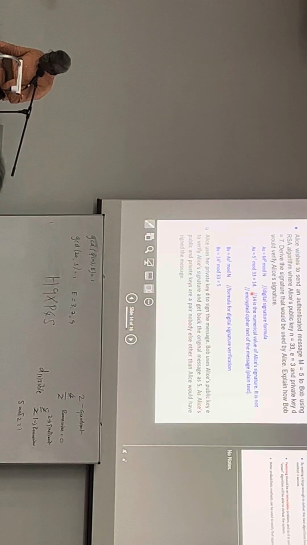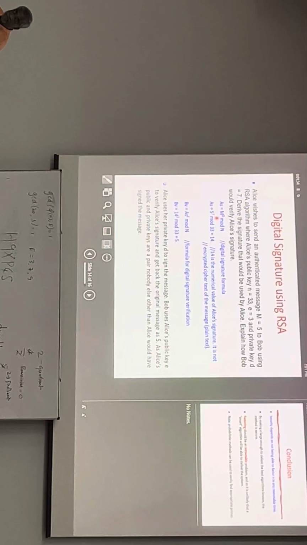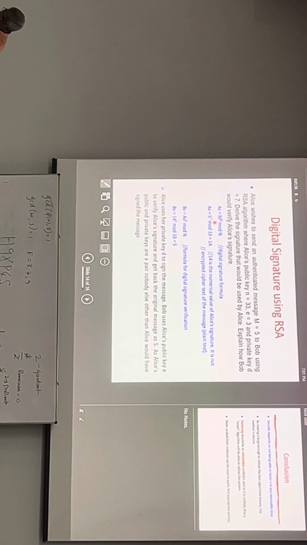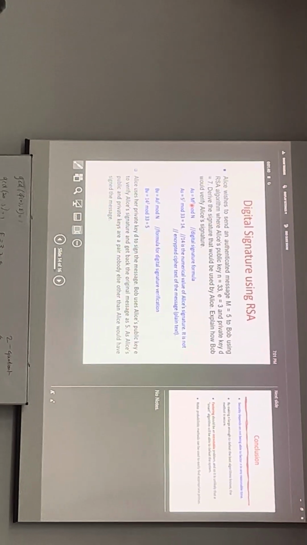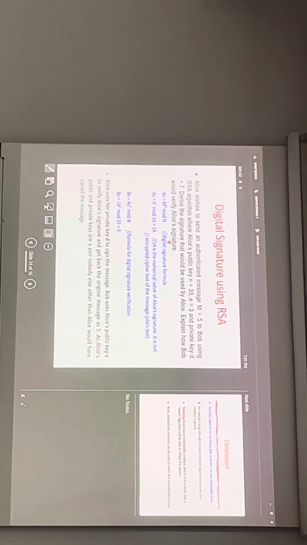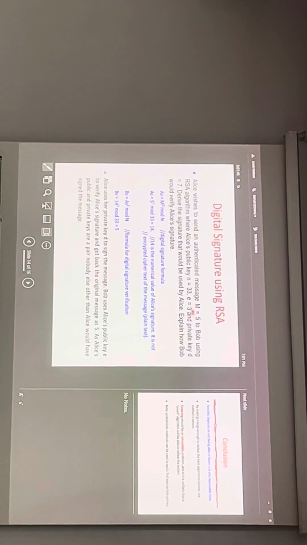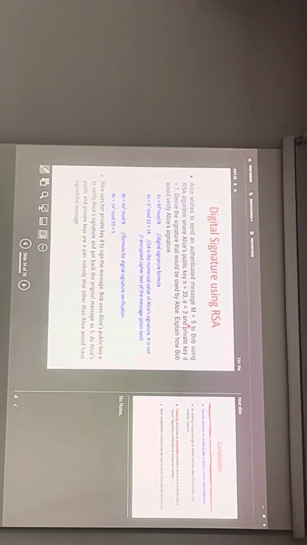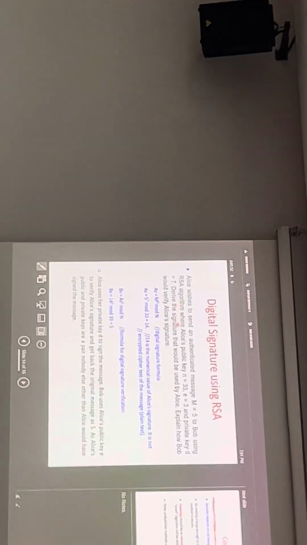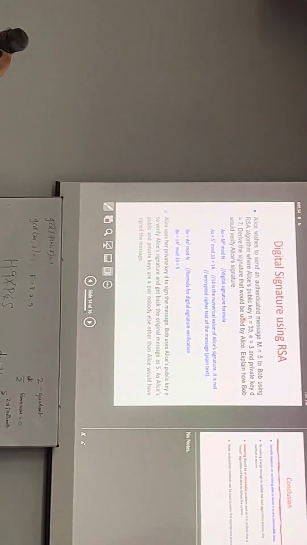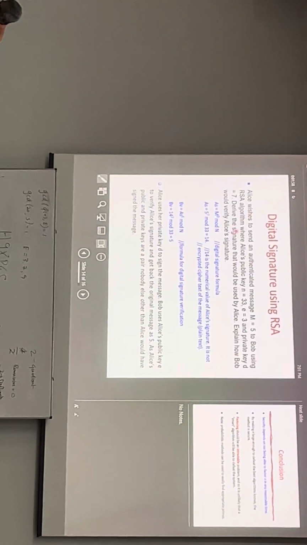So that is why here, instead of using the encryption key, the sender, the signer, actually uses the decryption key, his own private key to sign. Okay, let us take an example to understand this. Alice wishes to send an authenticated message m is equal to 5. So the plain text here is 5, to Bob using RSA algorithm, where Alice's public key n is equal to 33, encryption key is 3, private key d is equal to 7.